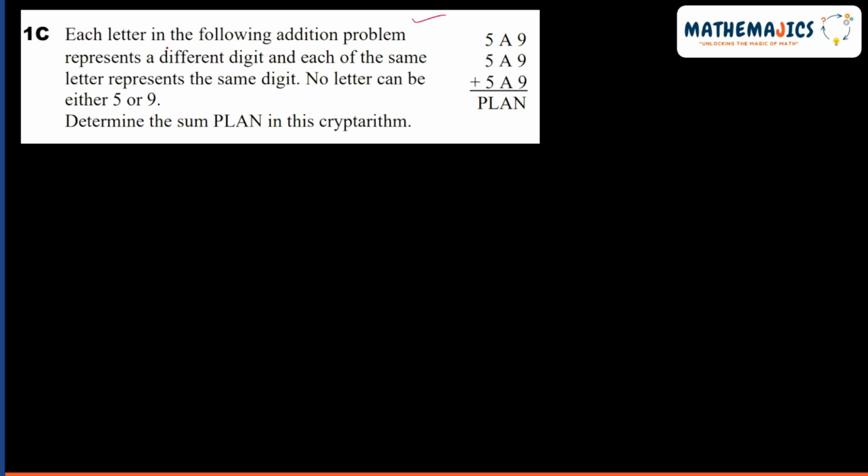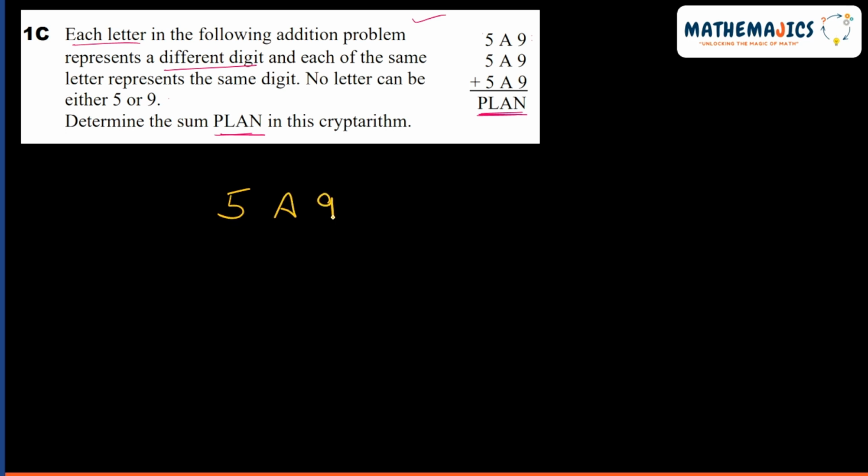Let's read. Each letter in the following addition problem represents a different digit. Yes, each letter represents a different digit, and each of the same letter represents the same digit. No letter can be either 5 or 9. Why can't it be 5 or 9? Because 5 and 9 are already used here. We need to determine the sum. That means we need to determine this 4-digit number. Okay, before solving this question, let's write it down.